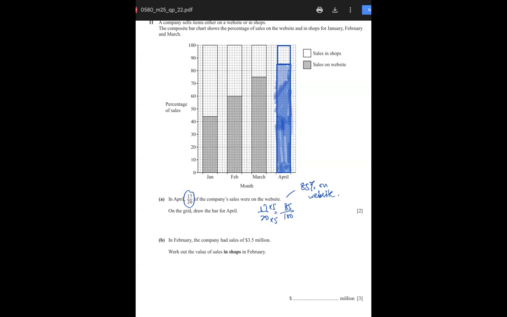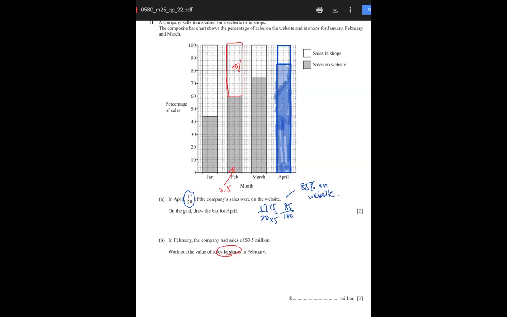In February, a company had sales of 3.5 million. Work out the value of the sales in shops in February. So we look at February first. Total sales is 3.5 million. I want to work out the sales in shops. Shops is the yellow one, the hollow one. Shops take up 40% of the total sales.